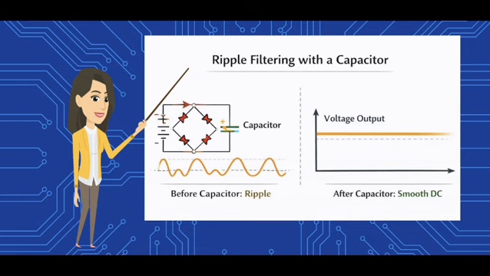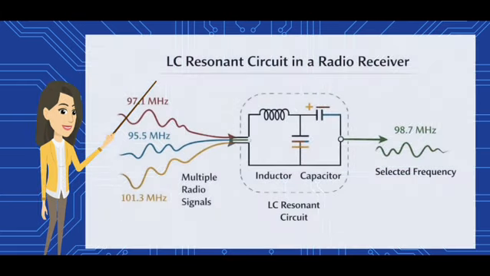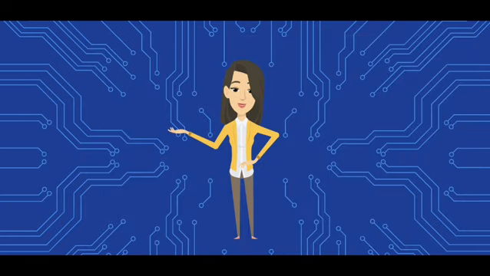Now let us understand how a capacitor helps in selecting high-frequency signals in a radio receiver. First, we need to understand the difference between high-frequency and low-frequency signals. A high-frequency signal means the voltage changes very fast with time. A low-frequency signal means the voltage changes slowly with time.